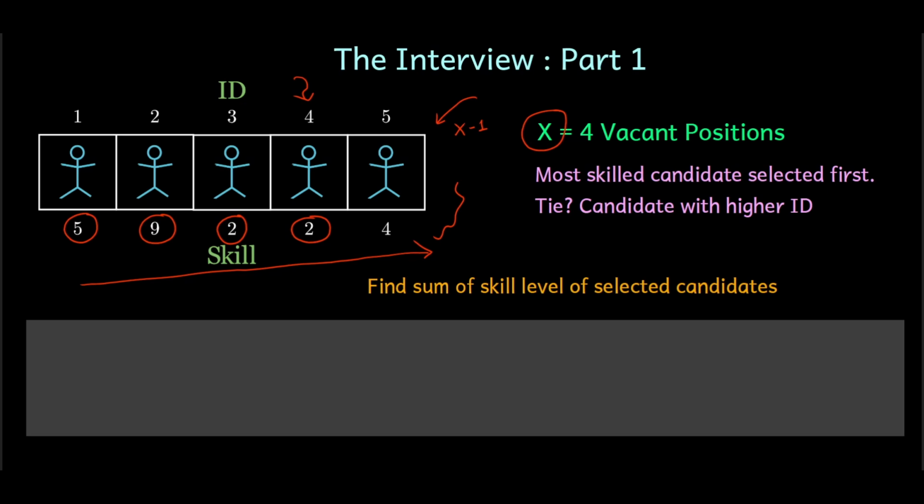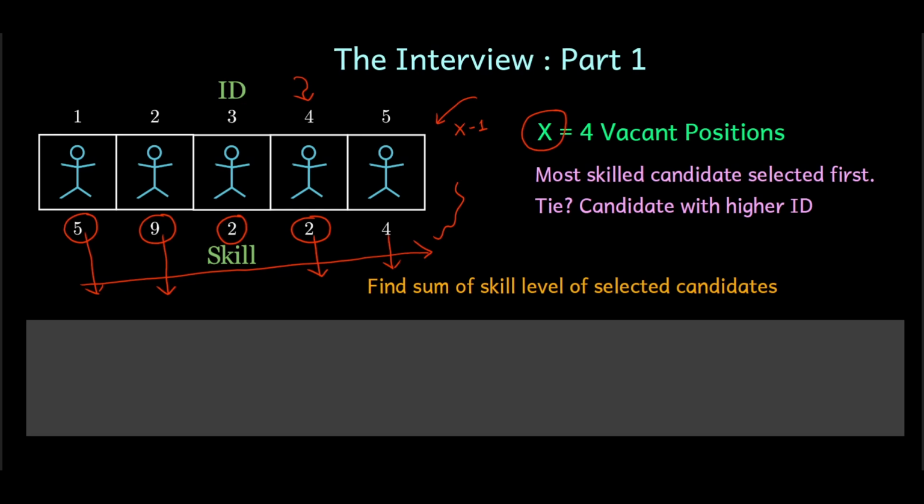Now, can you come up with an algorithm to compute the sum of skill level of all the candidates that are eventually selected? In this example, since there are 4 vacant positions, you will select the candidate with skill 9 first, then the candidate with skill 5, then the candidate with skill 4, and amongst these two there is a tie, so you will prefer the candidate with ID 4. Can you write an algorithm to efficiently compute this answer?